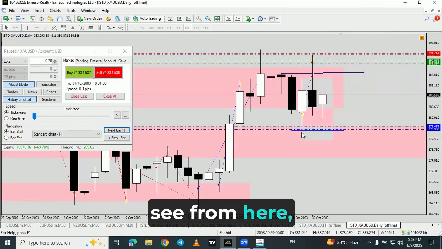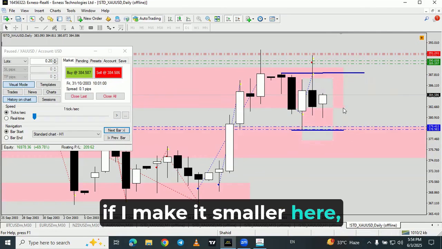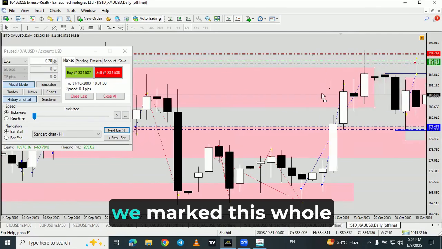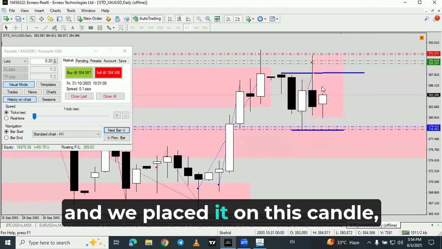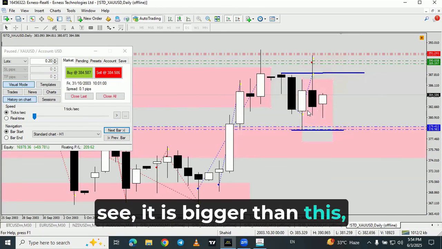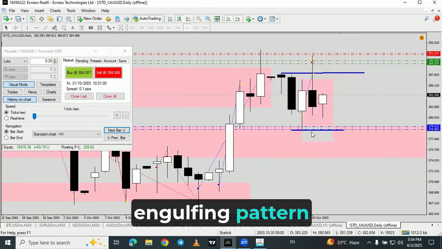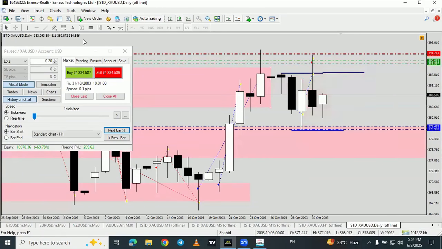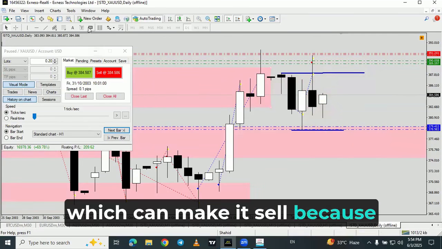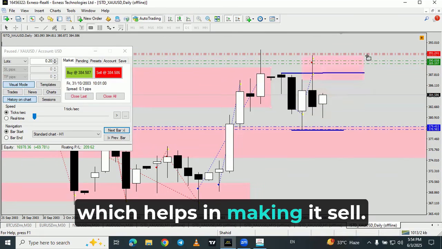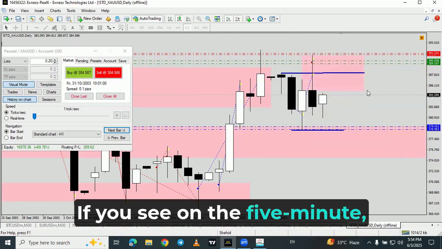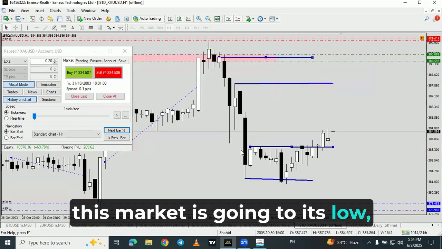See from here, if I make it smaller here, and we mark this whole candle here, and we place it on this candle, see, it is bigger than this. So this is also an engulfing pattern, which can make it sell because we write it here, which helps in making it sell. If you see on the 5 minute, this market is going to its low.